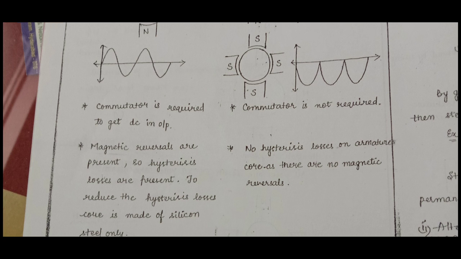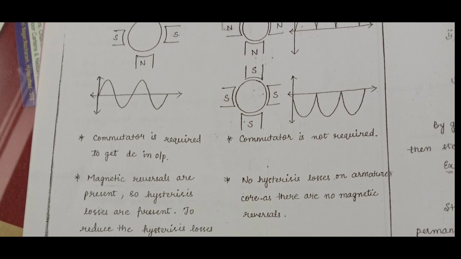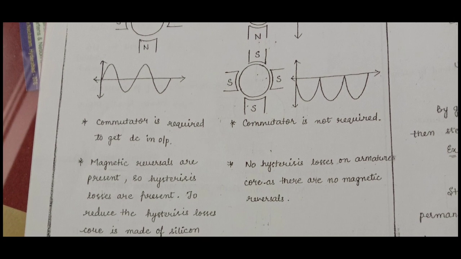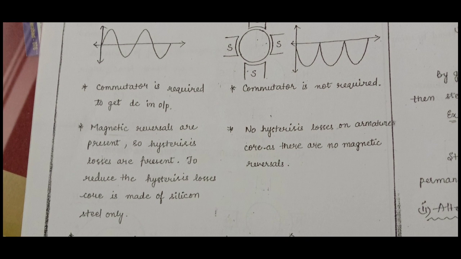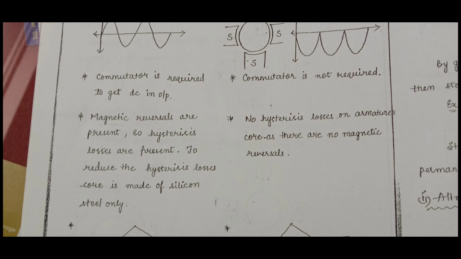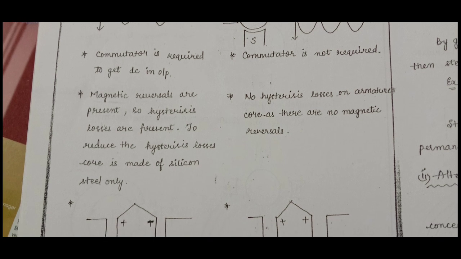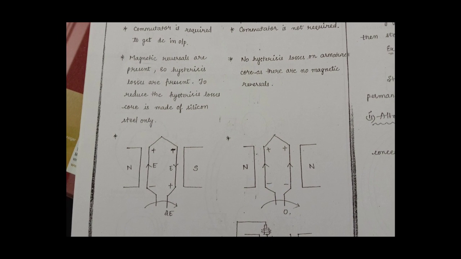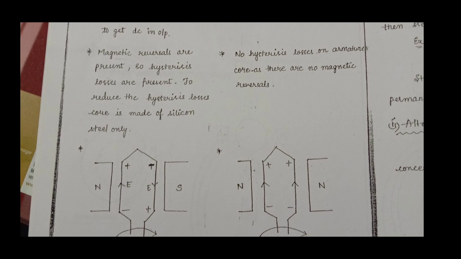Commutator is required for a heteropolar machine. In homopolar, commutator is not required. Magnetic reversals are present, so hysteresis losses are present. To reduce the hysteresis losses, the core is made of silicon steel only. Commutator is not required in the homopolar type. There are no hysteresis losses on the armature core, as there is no magnetic reversal.